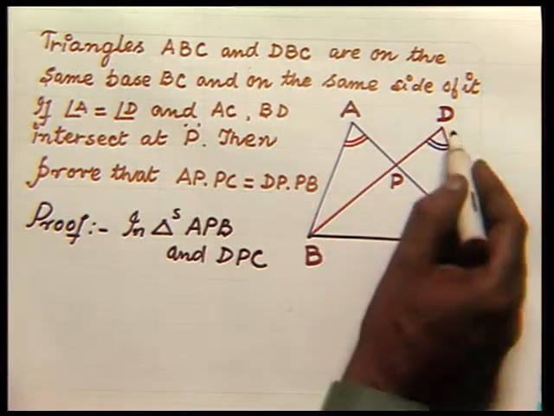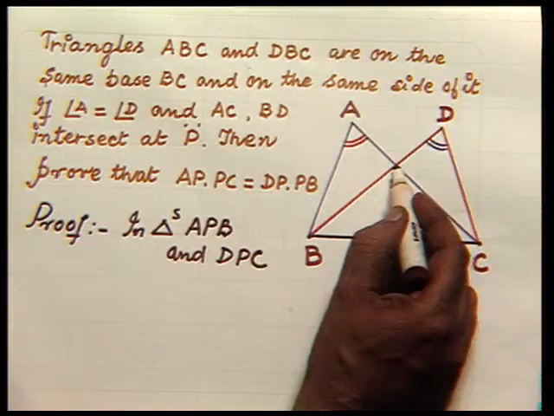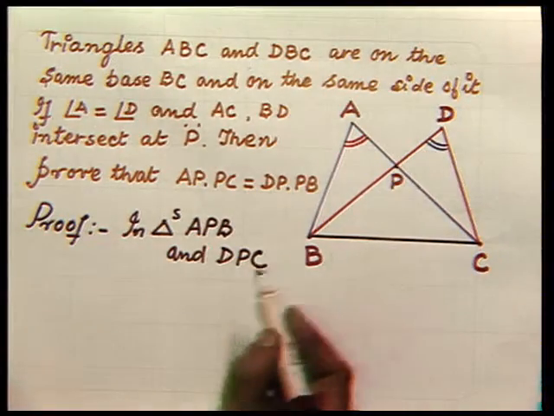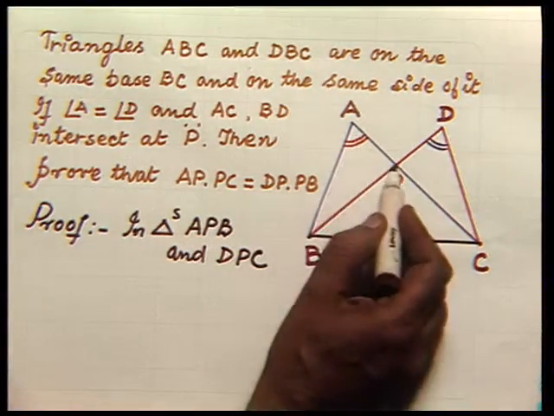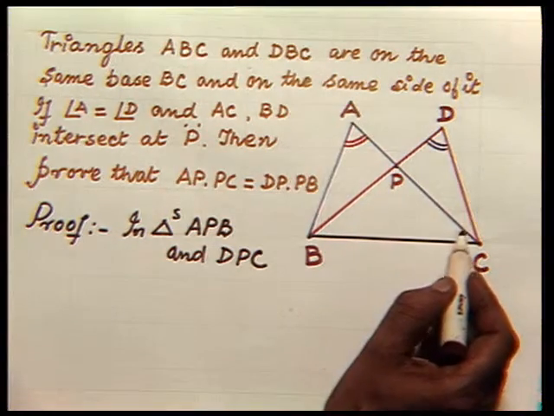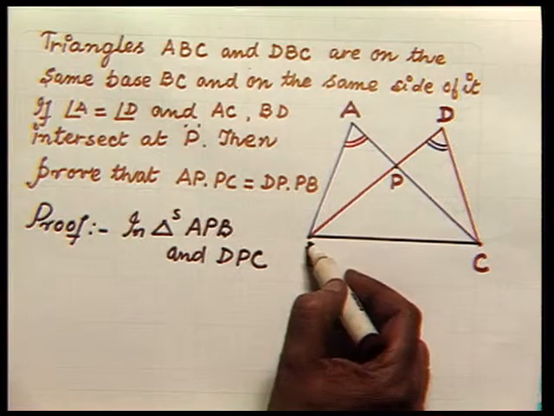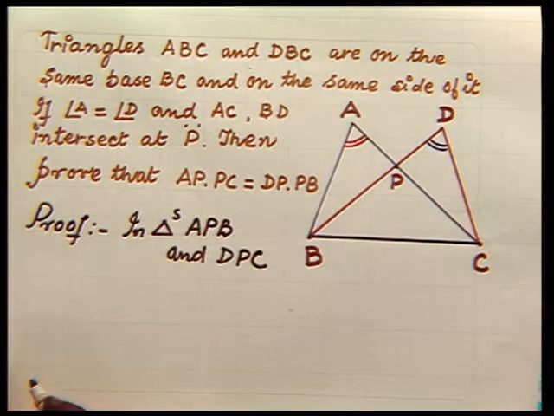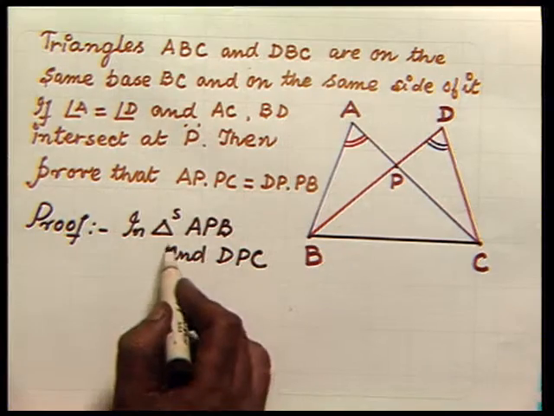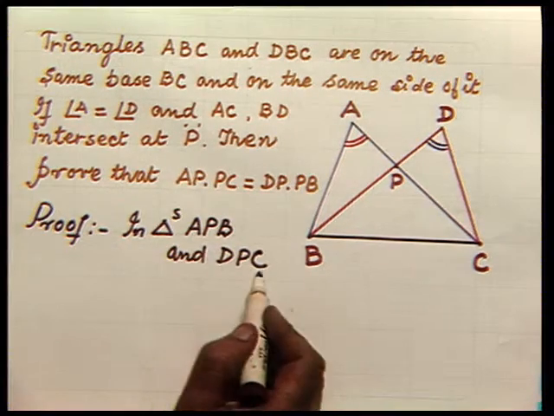The sides BD and AC intersect each other at P. We have to show that AP times PC is equal to DP times PB. Now, to prove this result, again we will go for the similarity of triangles APB and DPC. So, let us see the triangles APB and DPC.